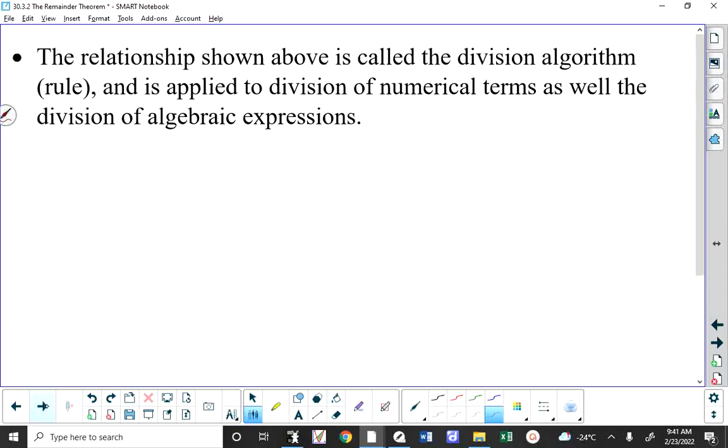So this relationship that we're talking about here, whether you're saying dividend over divisor equals quotient plus remainder over divisor, which you've probably written down somewhere already, or whether you say dividend equals quotient times divisor plus remainder, this is called the division algorithm or the division rule, and we need to know it not only for numbers but for algebra as well, which is what we're doing at this level.